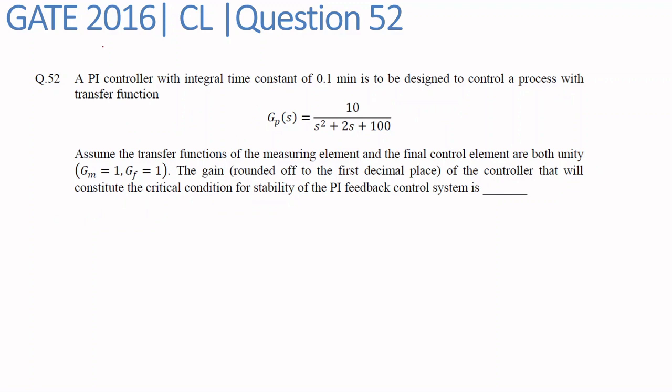We are solving question number 52 of GATE 2016 chemical engineering paper, and the question is: a PI controller with integral time constant of 0.1 minute is to be designed to control a process with transfer function Gp equal to 10 upon s square plus 2s plus 100. Assume the transfer function of the measuring element and the final control element are both unity. The gain of the controller that will constitute the critical condition for the stability of PI feedback control system is dash.